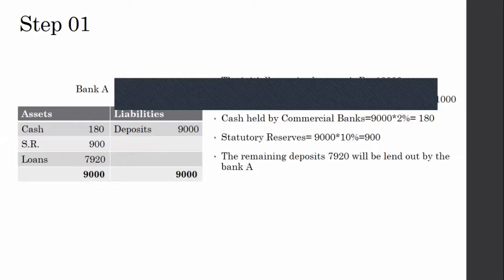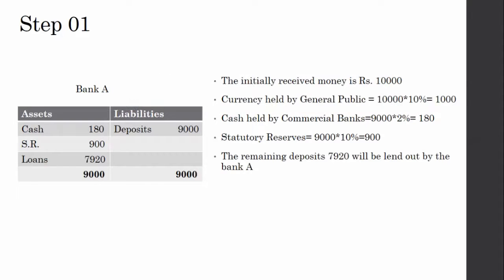Then there are two other assumptions. Out of the total deposits, 2% is the cash held by the bank and 10% is the statutory reserves of the central bank. So 9,000 times 2% means 180. That is the cash held by the commercial banks. And from the 9,000, 10% is 900. That is the statutory reserves. So altogether the remaining deposit is 7,920 for Bank A. This remaining deposit will be lent out by Bank A as loan.